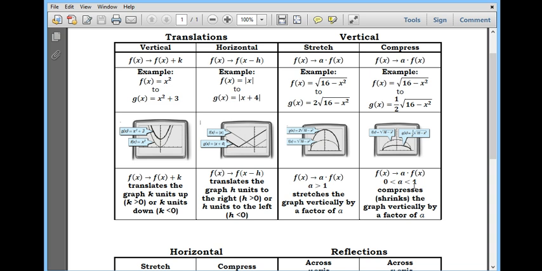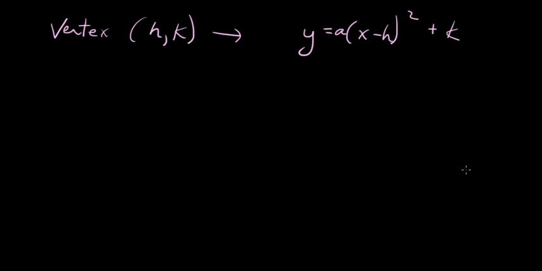If a is between 0 and 1, you have a vertical shrink. Okay? So that's just a reminder of all that stuff. So let's try an actual problem here and see if we can work with this stuff.